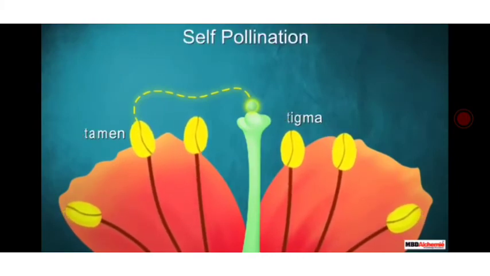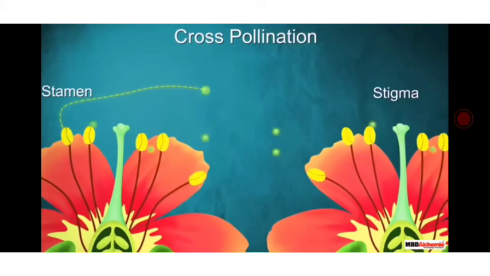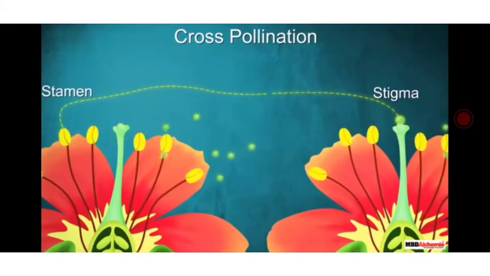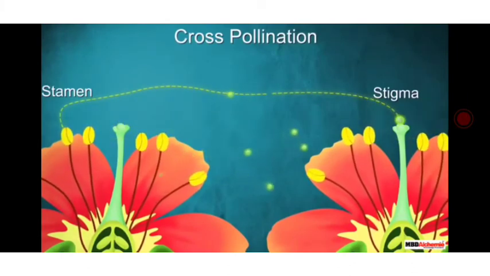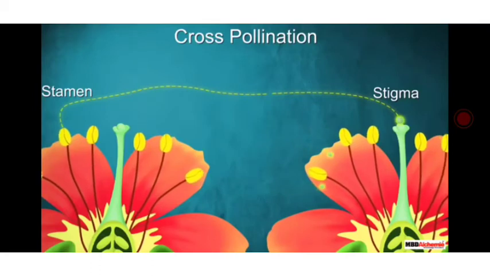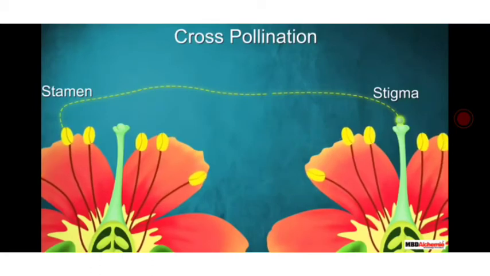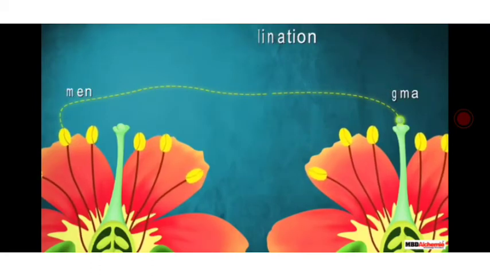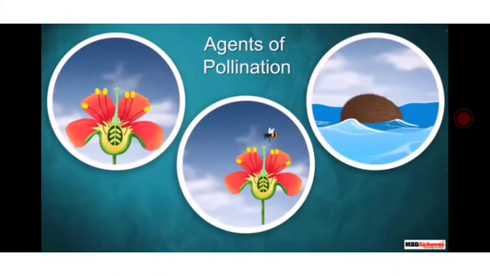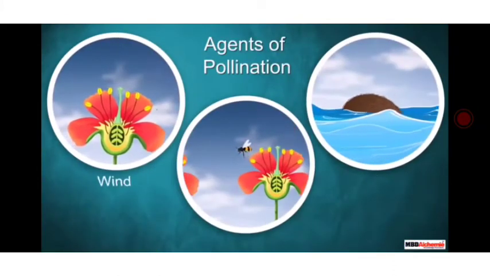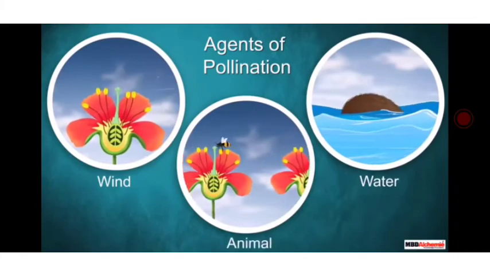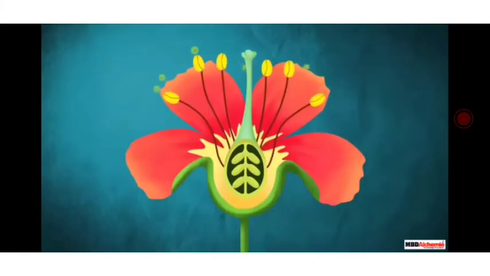So if the pollen from the stamen is transferred onto the stigma of the same flower, it is called self-pollination, whereas pollen from the stamen of one flower transferred onto the stigma of another flower is called cross-pollination. So agents of pollination may be wind, insects, or water.